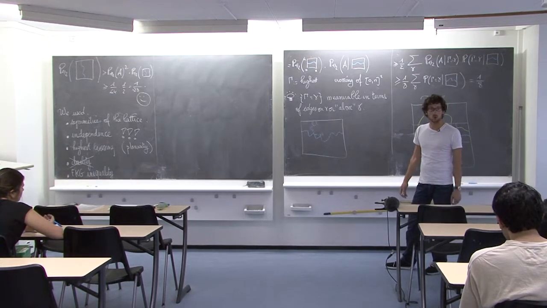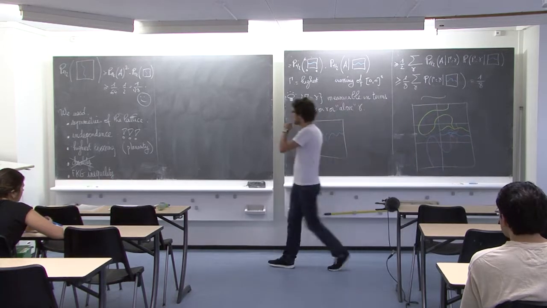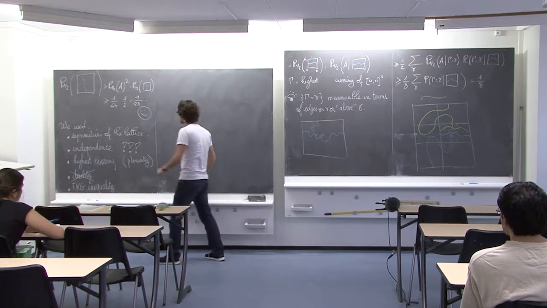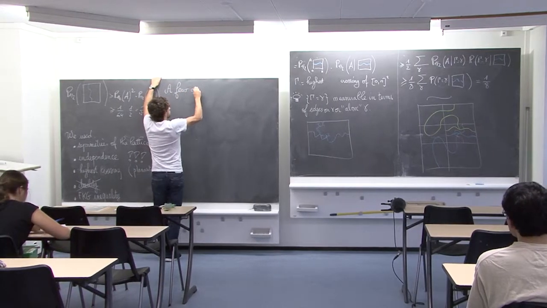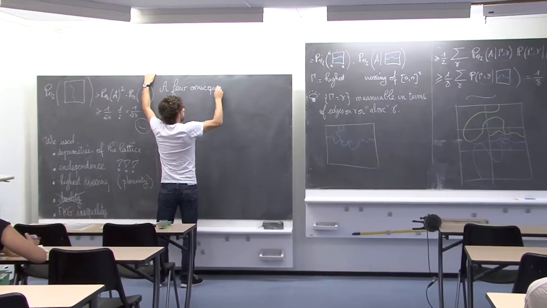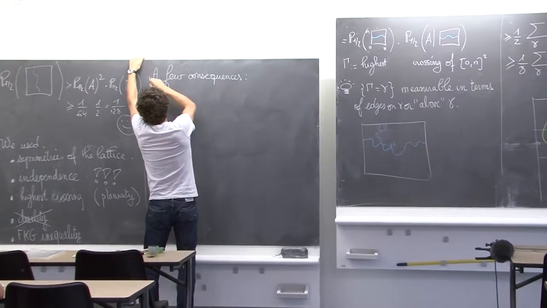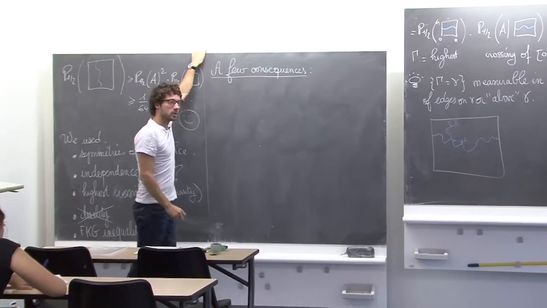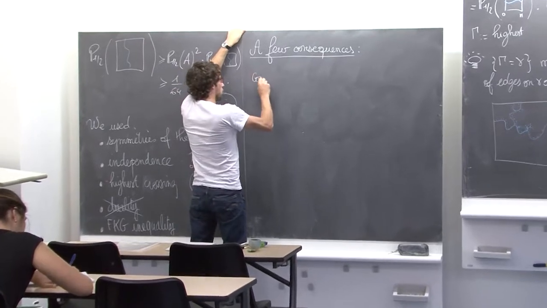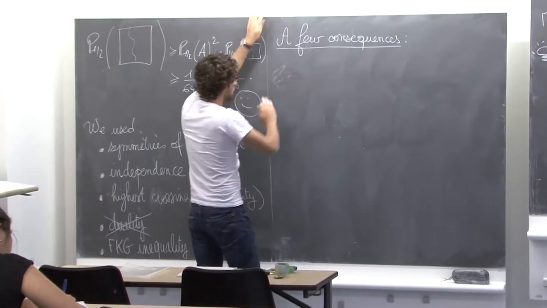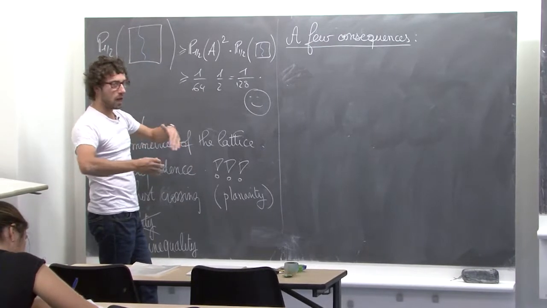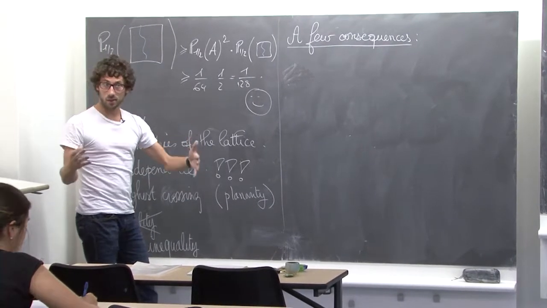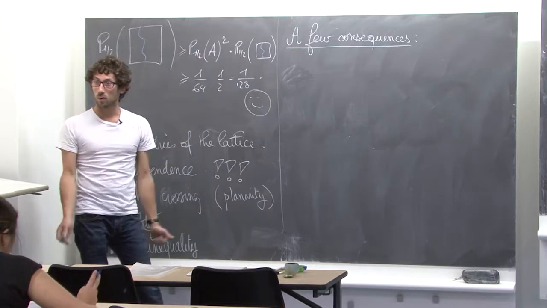Why is it so important? A few consequences. So the first thing, a corollary, is the following. Maybe let me start by saying, here what we did is we took larger and larger boxes with some prescribed aspect ratio.